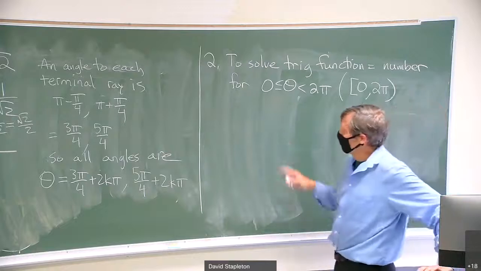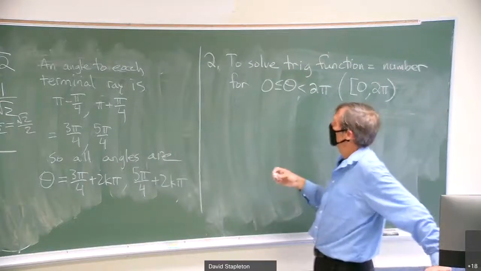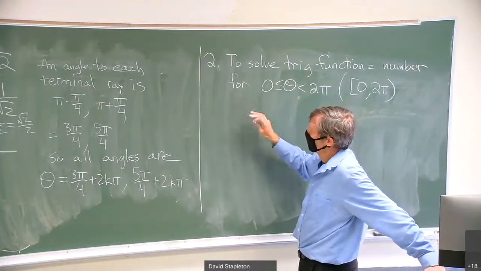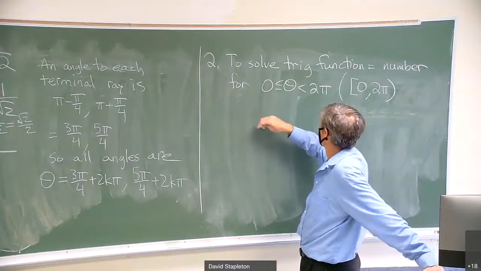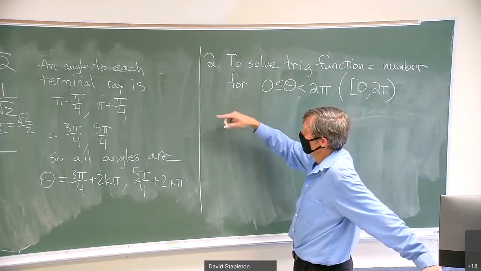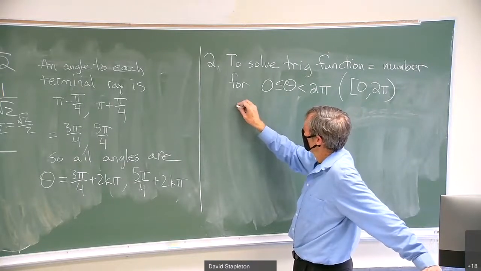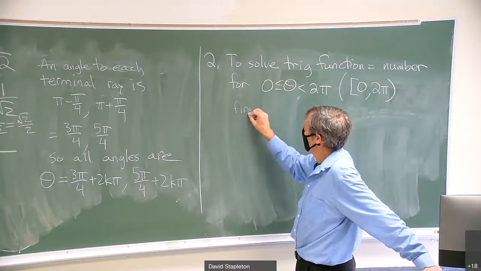But one way to solve this, and there are other ways, but I'll introduce this way because it plays with the next method better. You simply, by method 1, first find all angles and then throw the ones you don't want out.